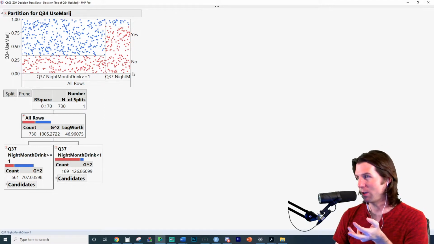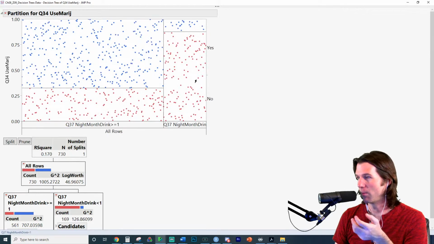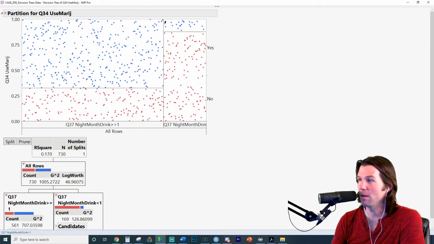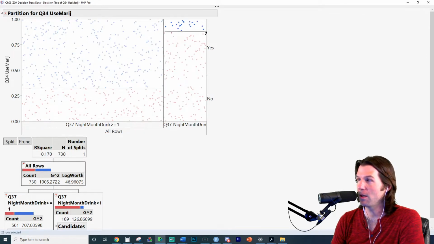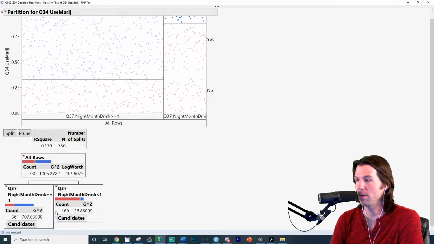What's really interesting, at least about this tree, not super interesting, but are these people right in here? Can you tell me about these people up here? Tell me which are these people here.